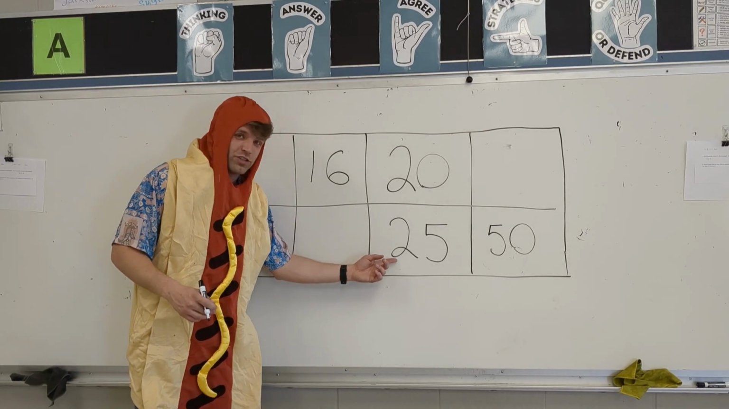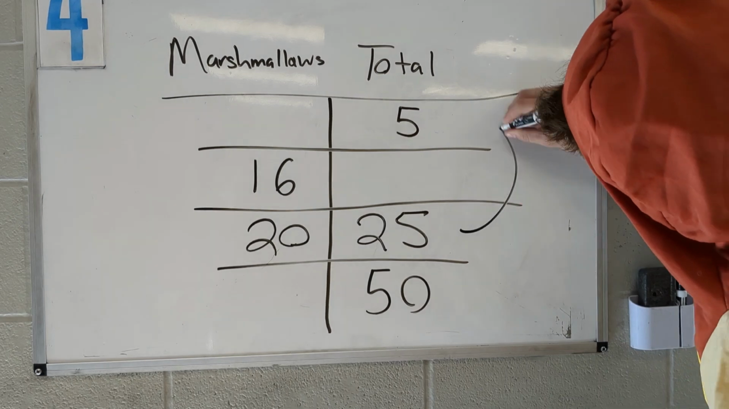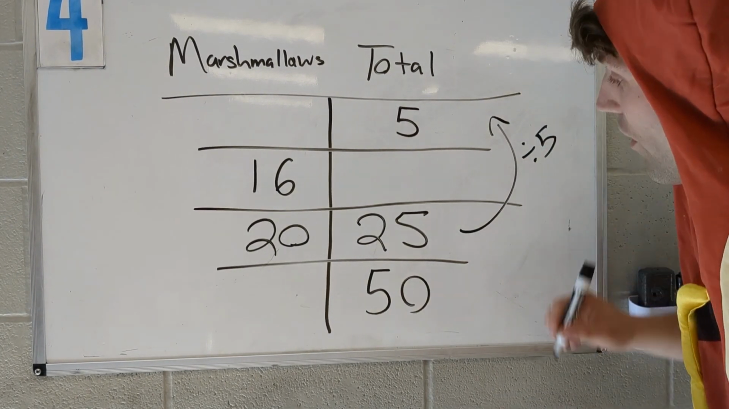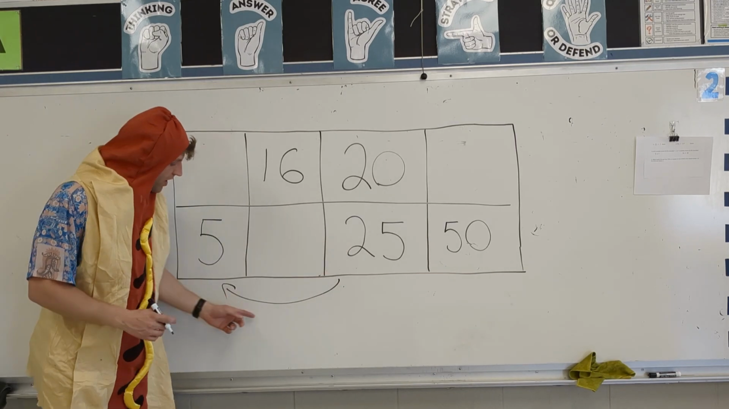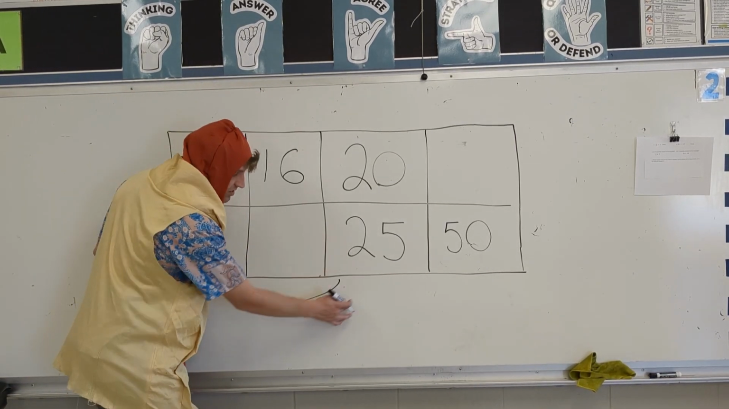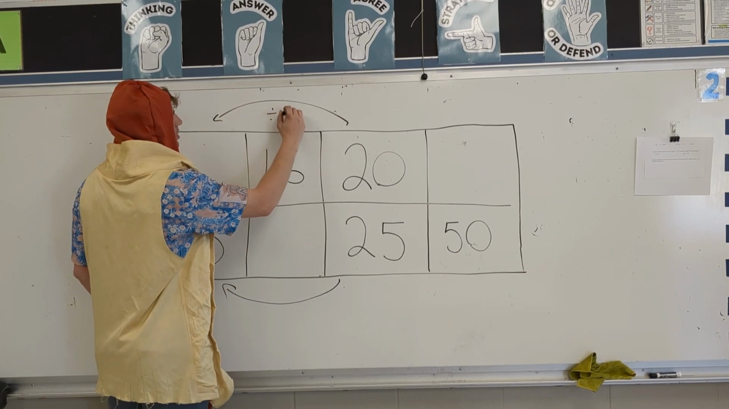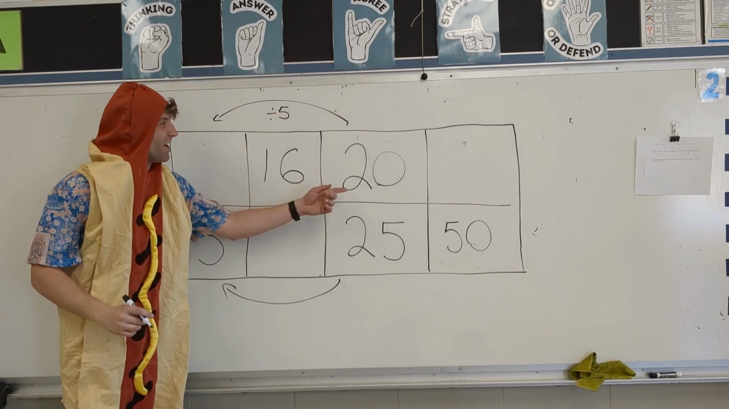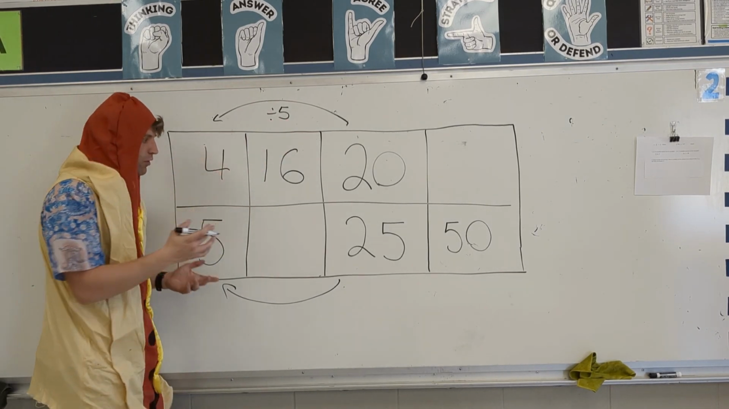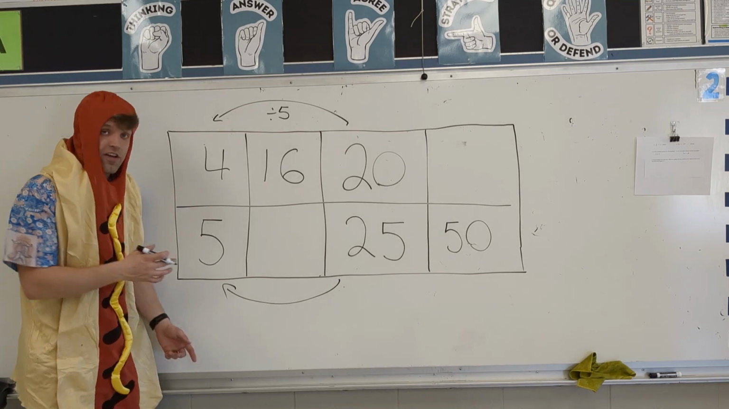So, what did I do to 25 to turn it into 5? It looks like we've divided it by 5. So, 25 divided by 5 is 5. Okay? Now, whatever I do to one side of my table or my T-chart, I have to do the same thing to the other side. So when I divide 20 by 5, it would leave me 4. I have a ratio of 4 marshmallows that I can fit in my mouth to 5 marshmallows that I had in total.